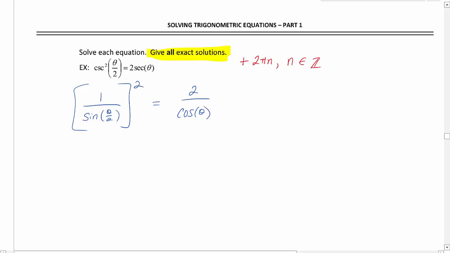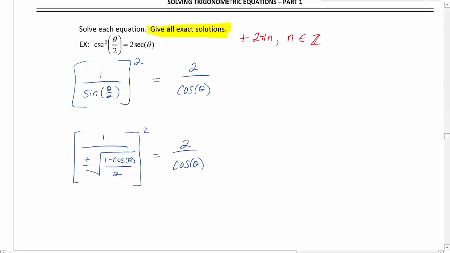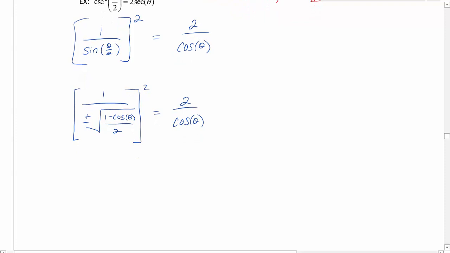Well, we've got to get the arguments the same. So we're going to use our sine half angle formula on the left. And that's plus or minus the square root of 1 minus cosine theta over 2. And now we're going to square that left-hand side. Remember, when you are squaring a fraction, you can square the numerator and square the denominator separately. So when we square the numerator, we're going to get just 1. Now in the denominator, we have a plus or minus. When you square a plus or minus, it just turns plus, because squaring a plus is plus and squaring a negative is plus. So that just disappears. And when we square a square root, those also cancel out. So we're left with just 1 minus cosine of theta over 2 in the denominator.